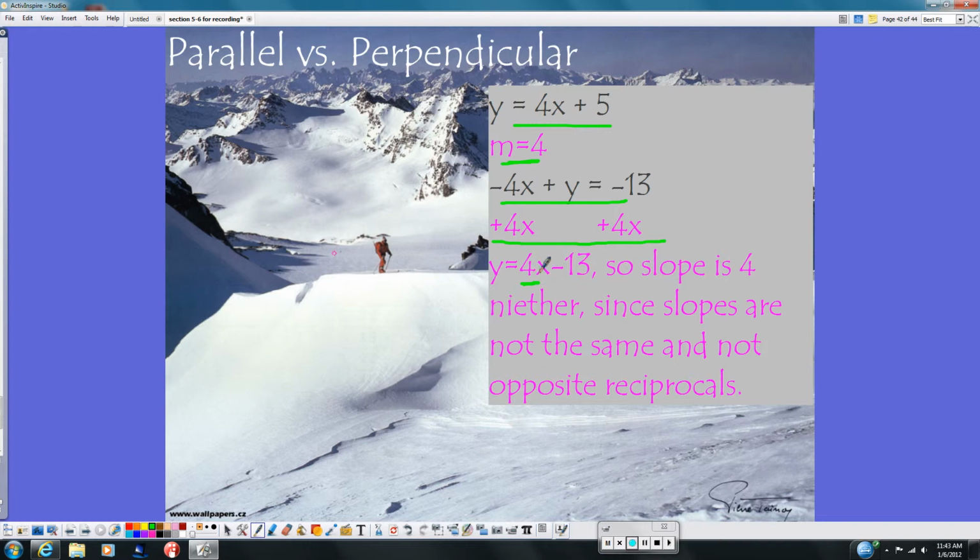Since our slopes are the same, these lines are parallel.